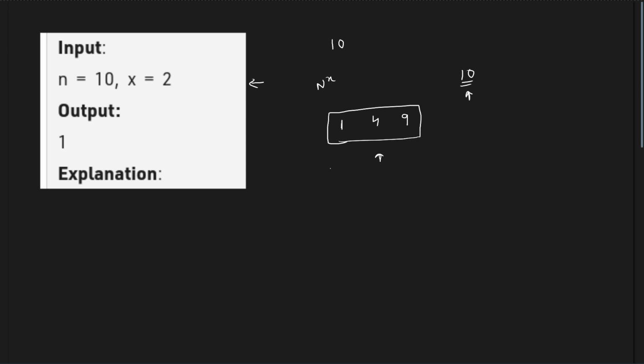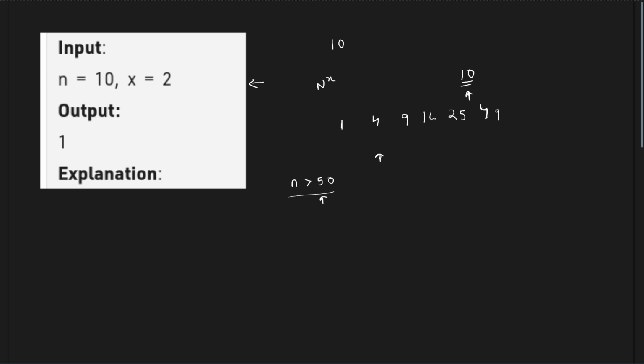Now let's say n was greater than 10, let's say it was somewhere around 50. So now you will have to extend this particular array. The next value can be 16, then 25, and then 49. Right. This is how you are going to extend the array. You have to extend this array until this value is less than or equal to the value n that we have been given.